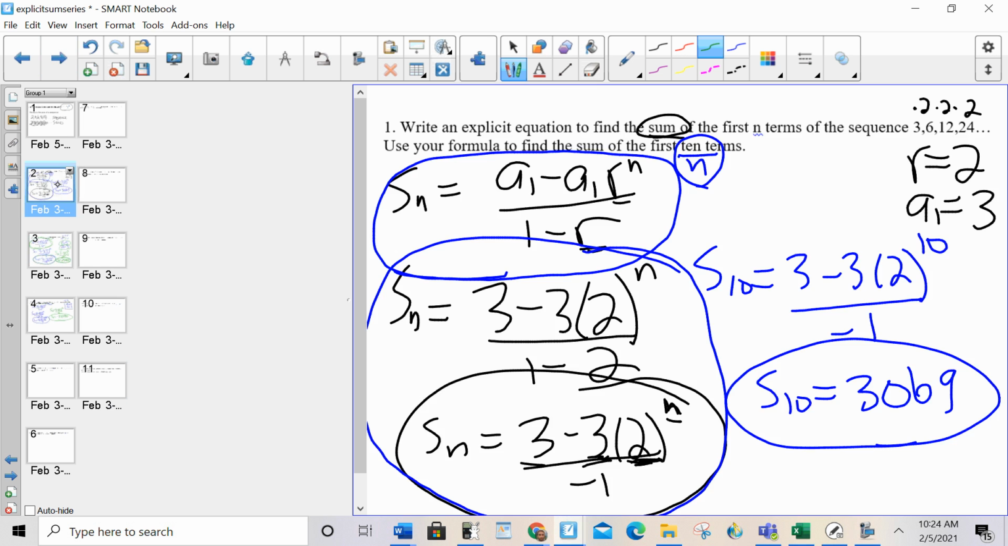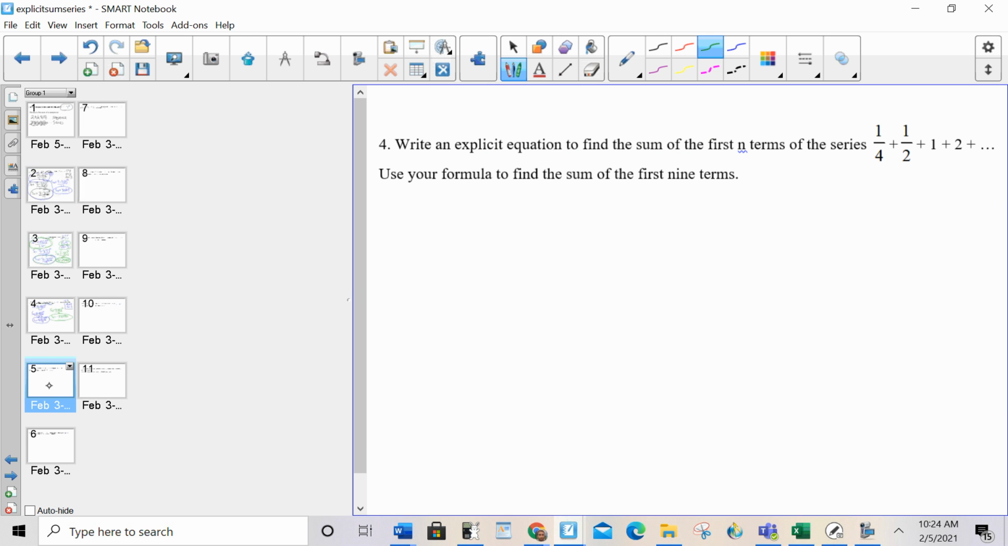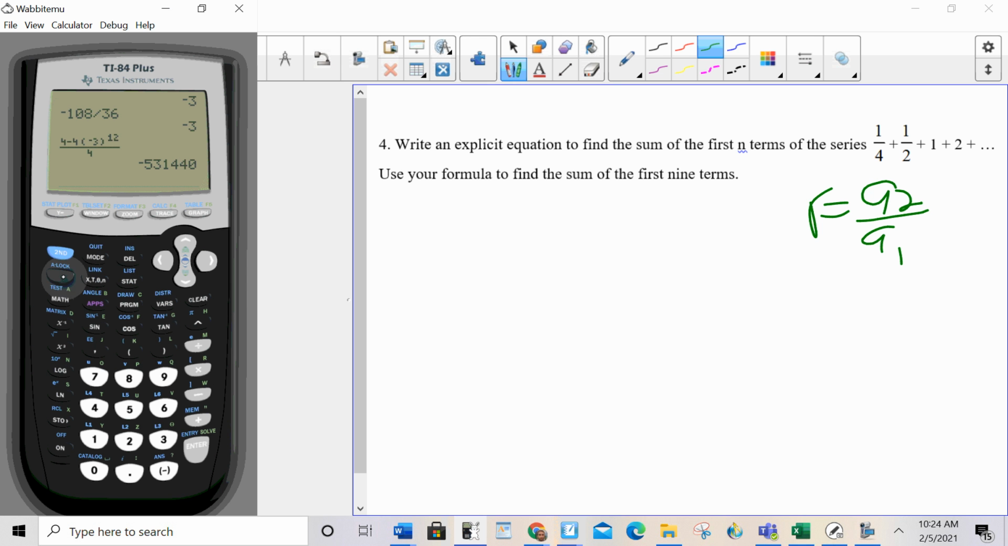I guess the only thing I want to talk about quick, if this is scary, again, to find the common ratio, it's A2 divided by A1. So you would do a fraction within a fraction. 1/2 divided by 1/4.